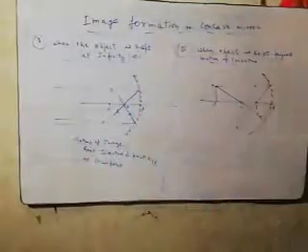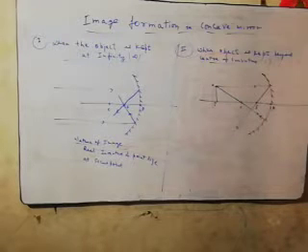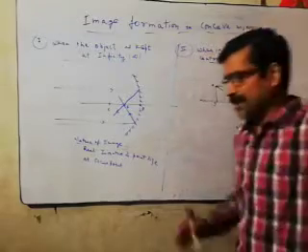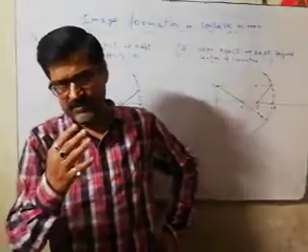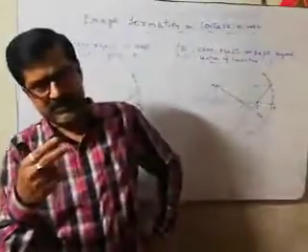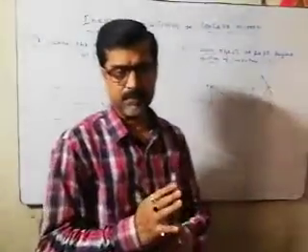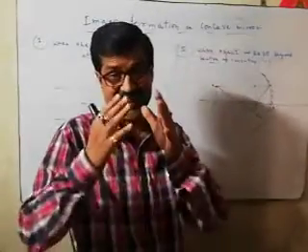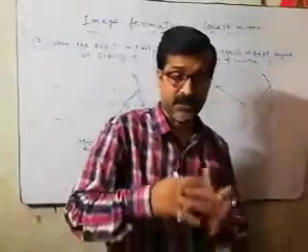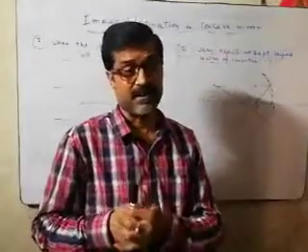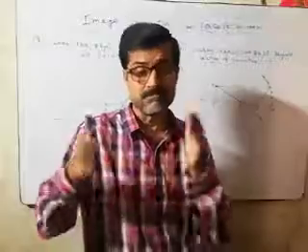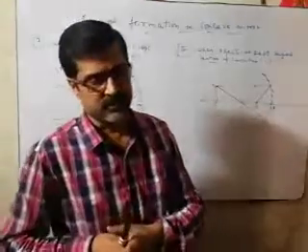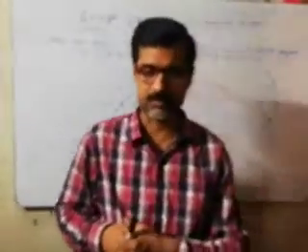Real intersection means whenever two real light rays after reflection meet. Virtual, when it is not meeting in the real sense, then we are trying to make them appear to meet. In that case, virtual image will be formed.